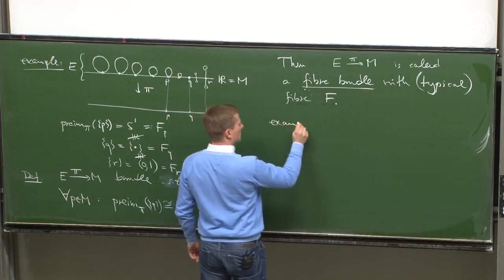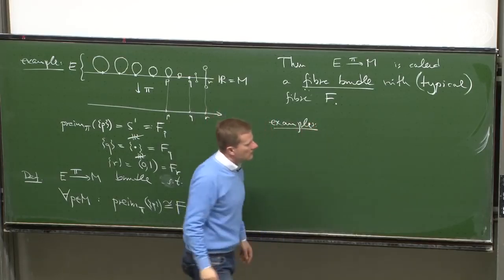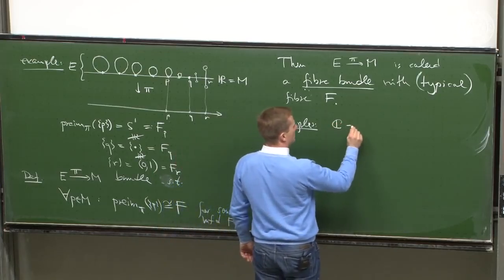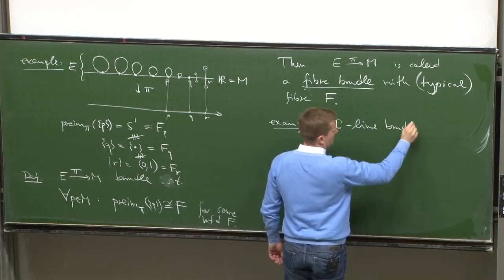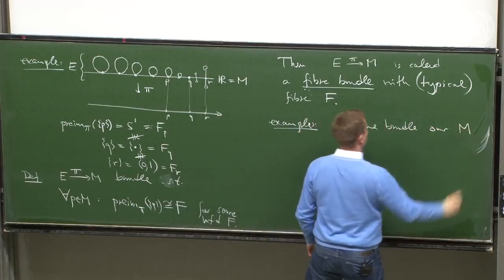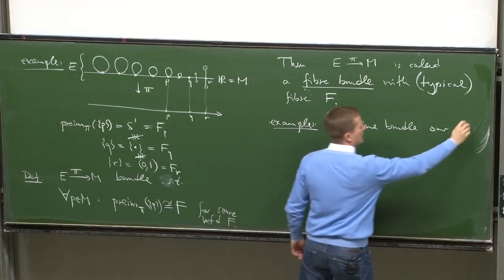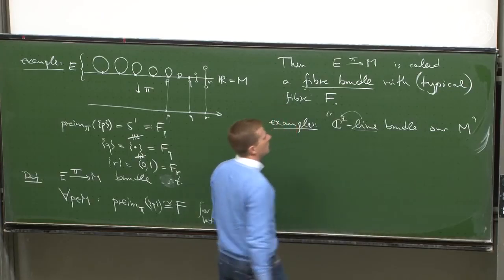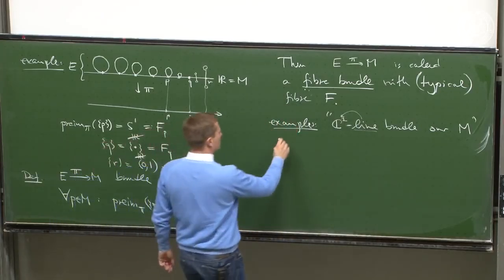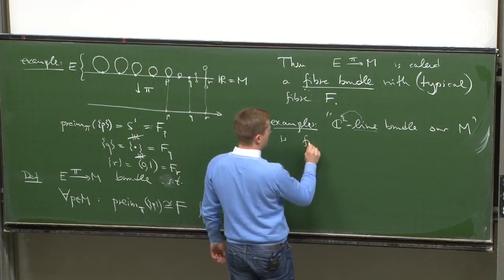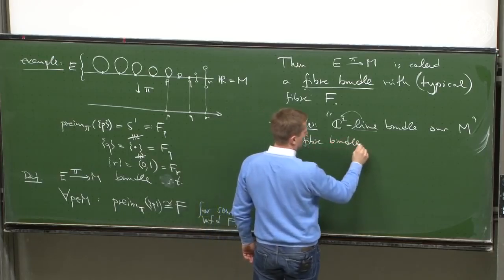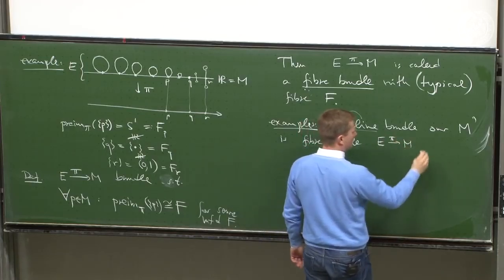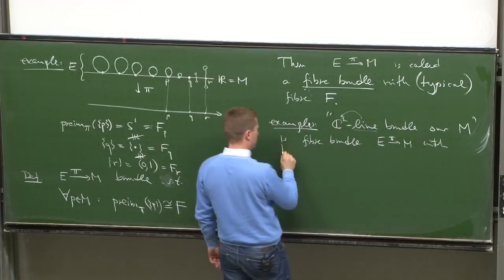Examples. Well, I think the examples we gave before are examples. Another example is the C line bundle over some manifold M. That's just a name. Why do we call it C line? Line just refers to the fact that this is C to the 1. A C line bundle is a fiber bundle E, pi, M with typical fiber C.